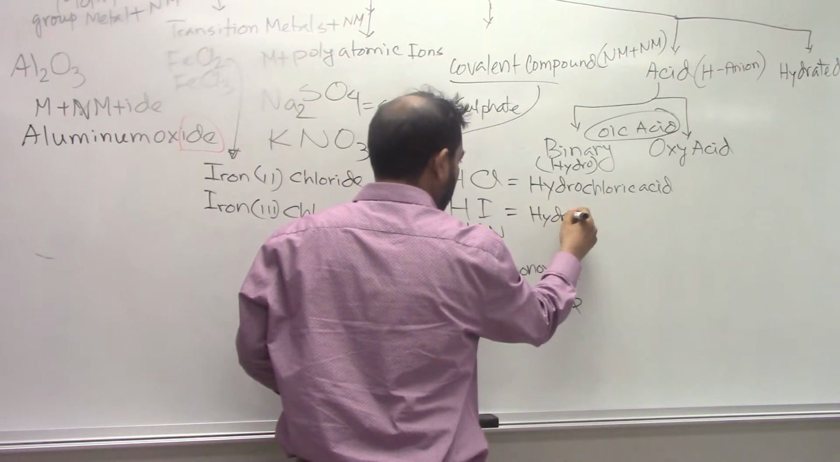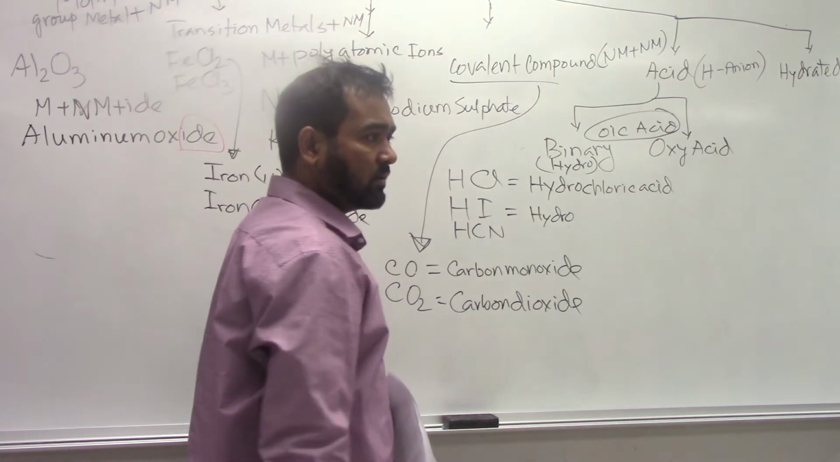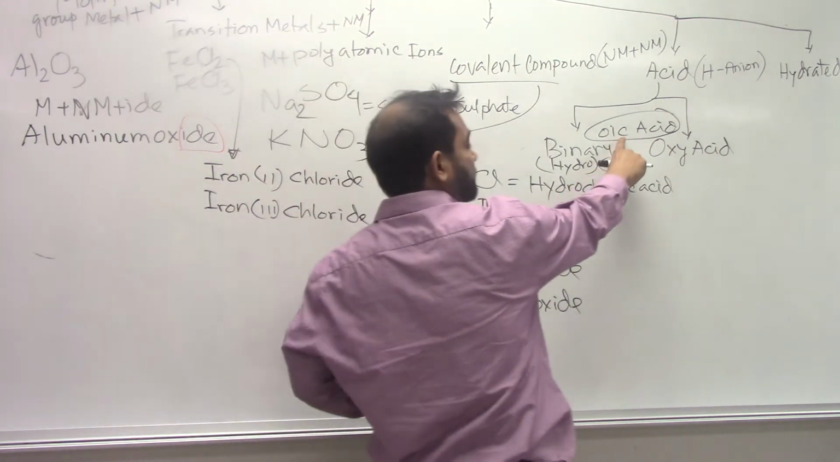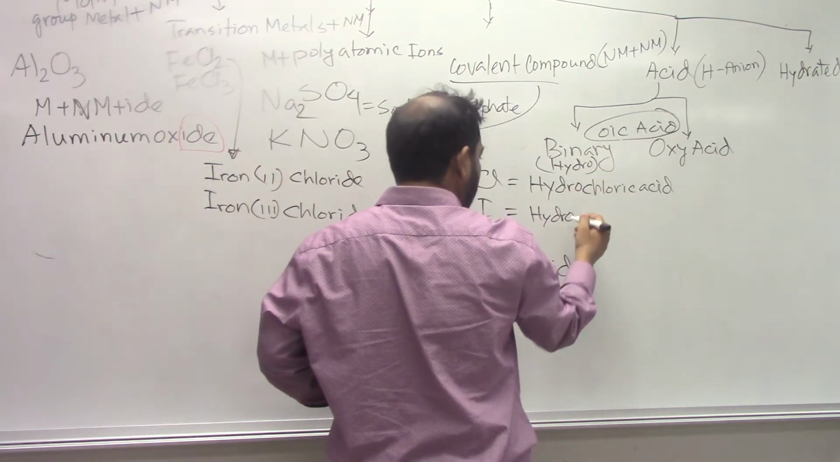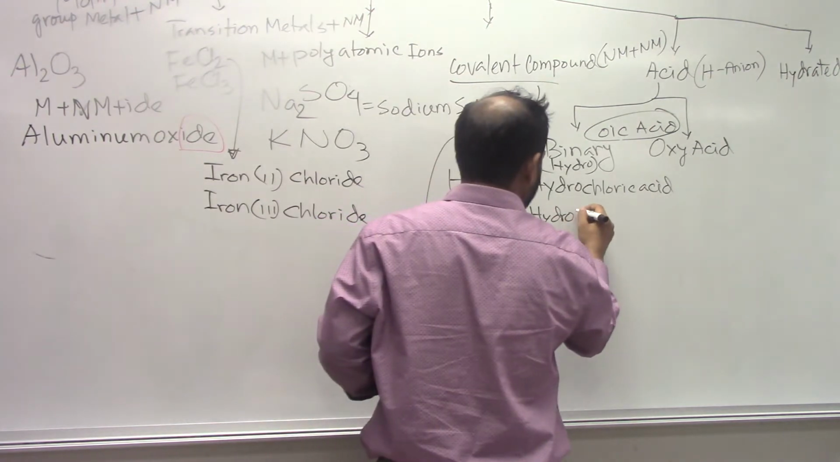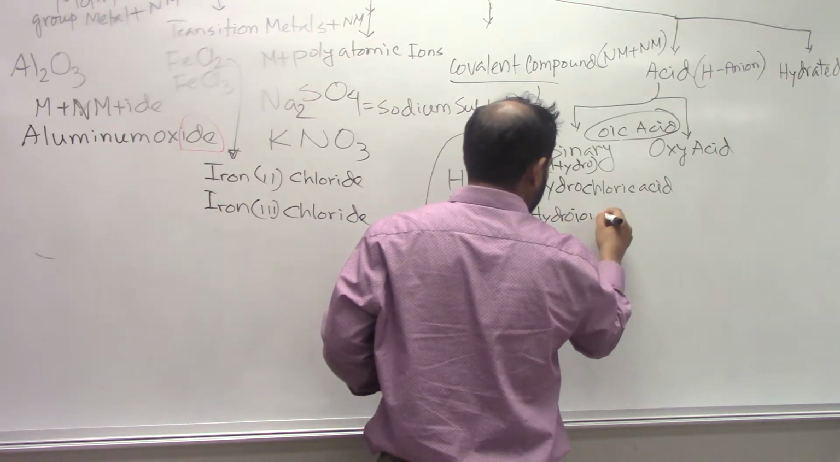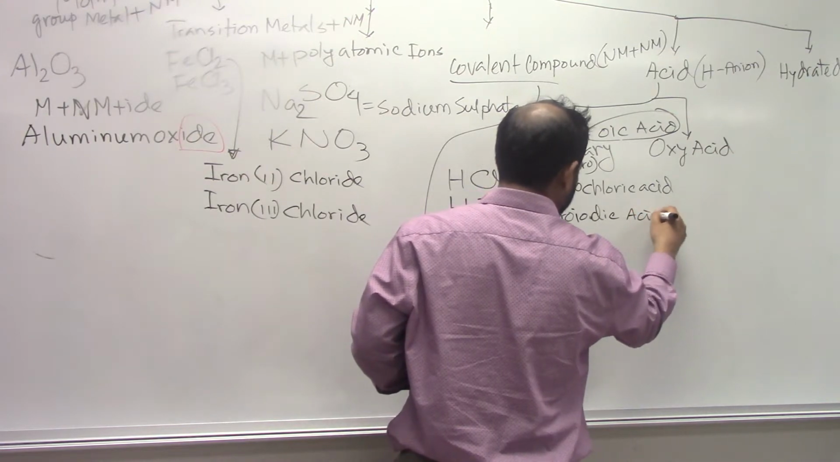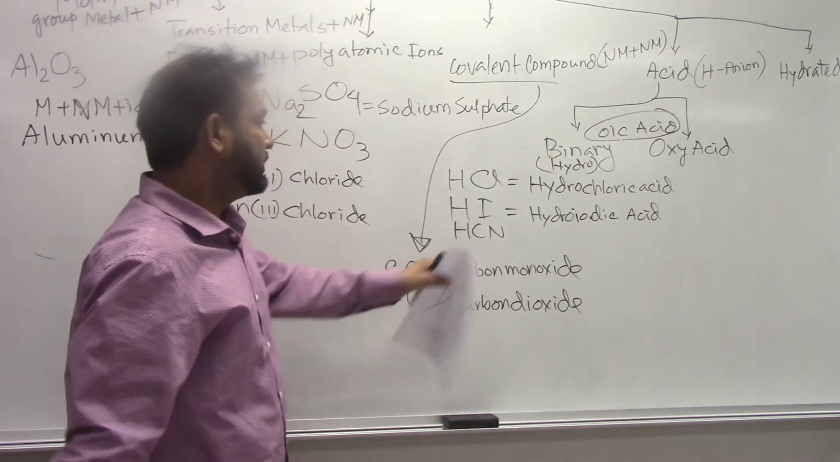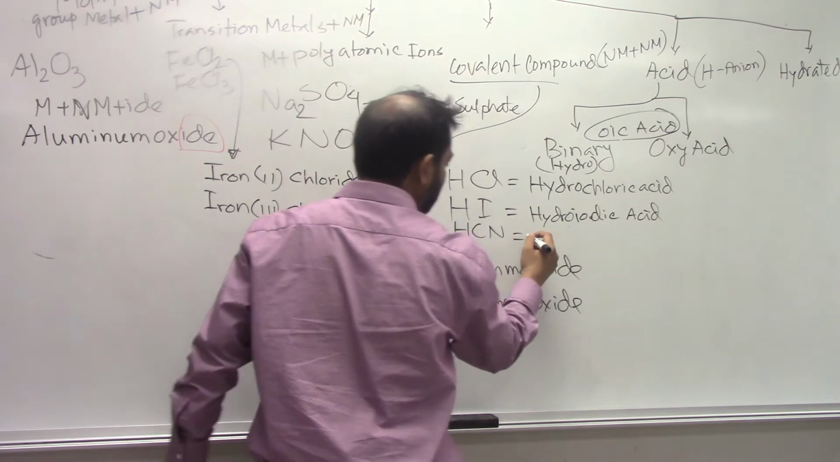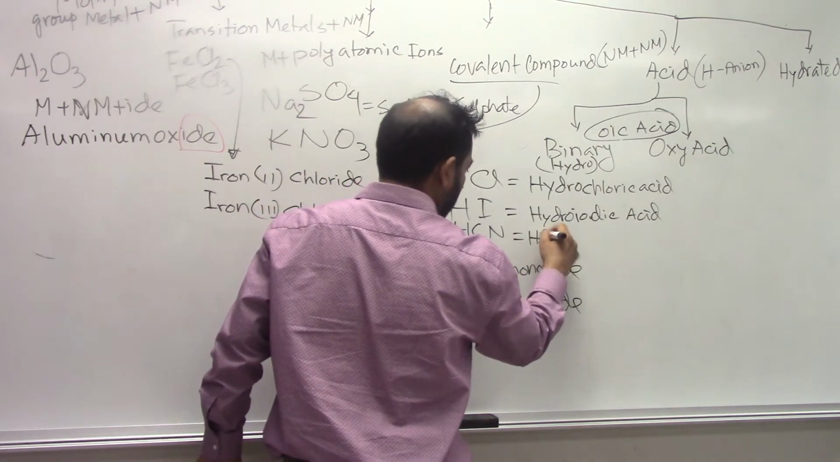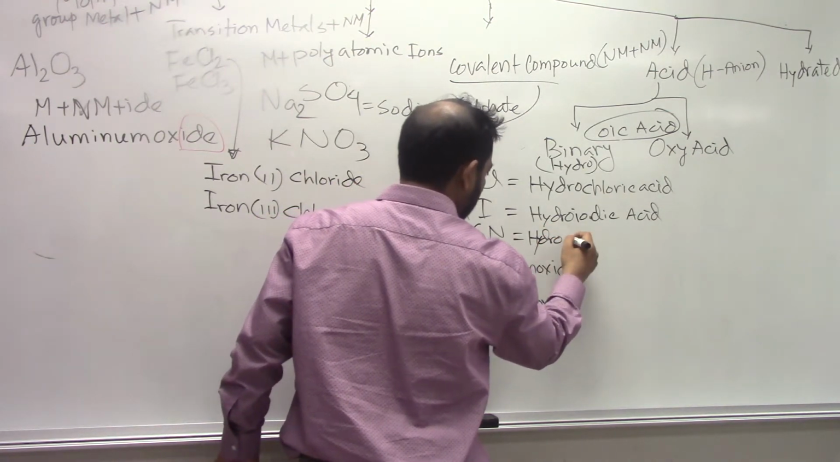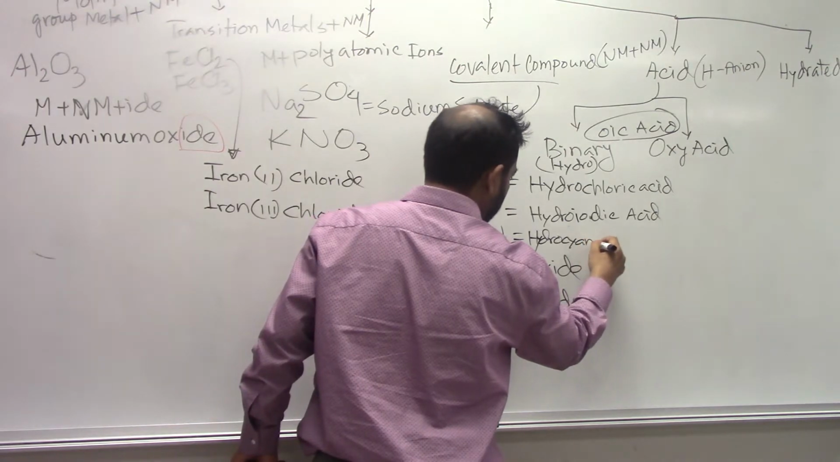Hydrogen iodide. Hydro first, right? Then iodine following its base name. Exactly, hydroiodic acid, you're right. Hydroiodic acid. And this one also follows the binary acid rules, which is hydrocyanic acid.